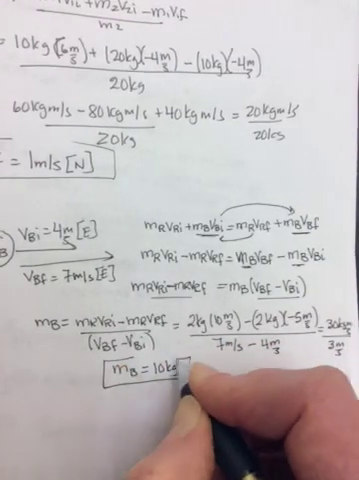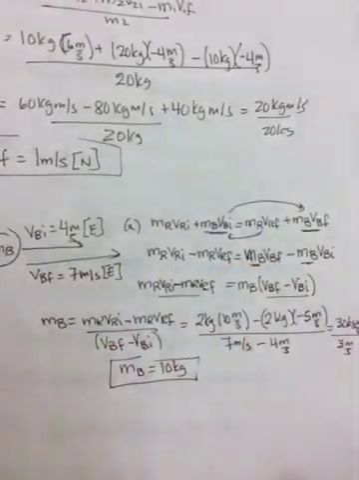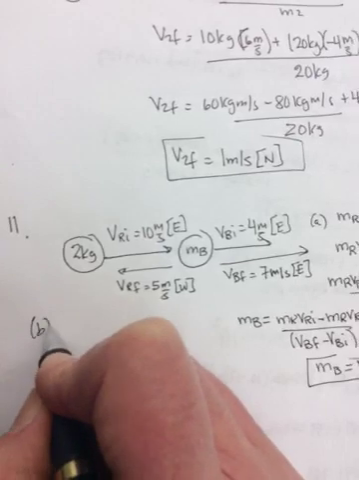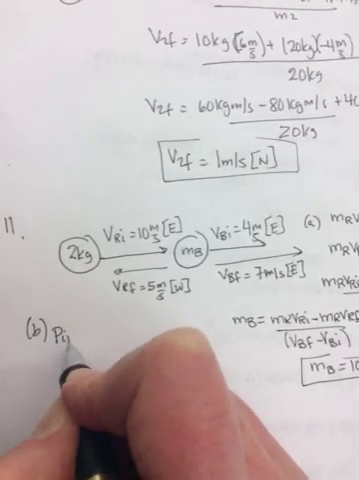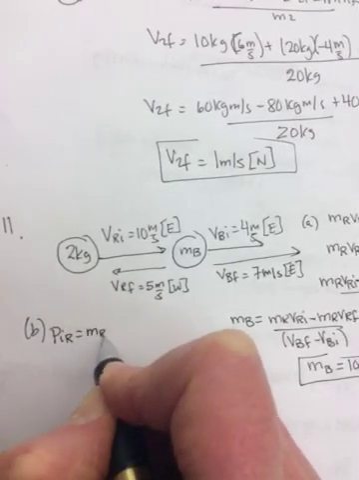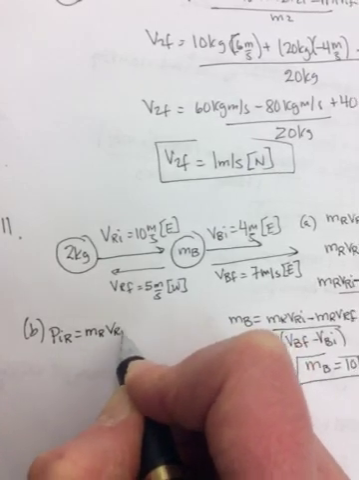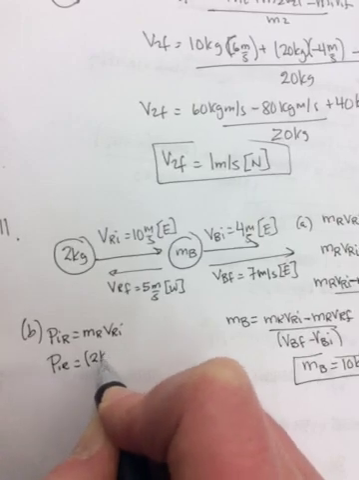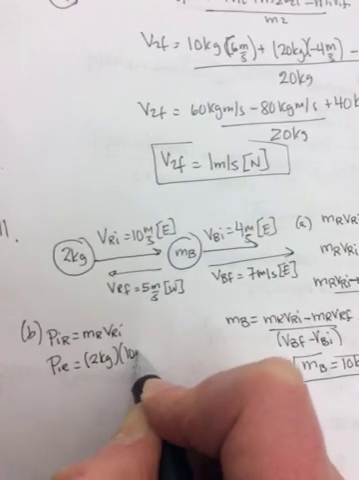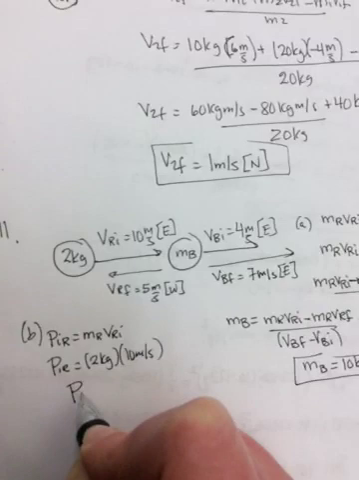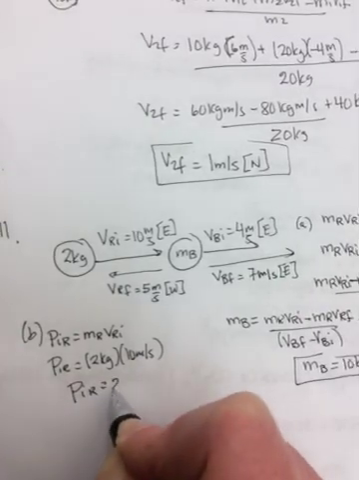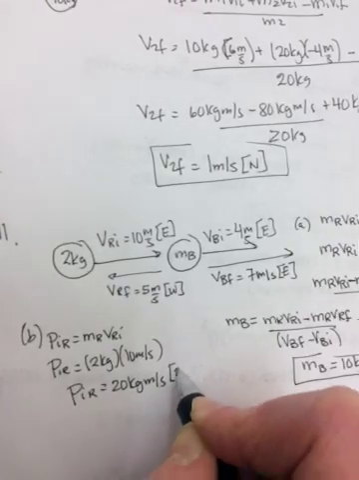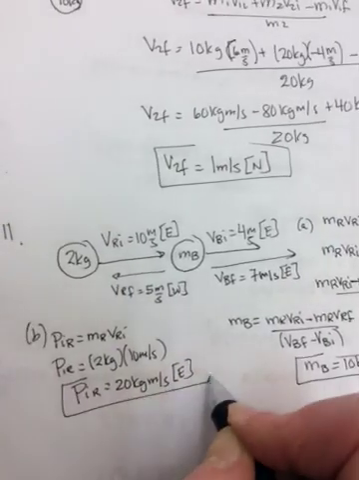Part A, done. Part B says find the initial momentum of the red ball. So the initial momentum of the red ball, P initial red, is equal to the mass of the red times the v red initial. So P initial of the red is equal to 2 kilograms times 10 meters per second. So P initial red is 20 kilogram meters per second east, because that's the direction of the velocity.